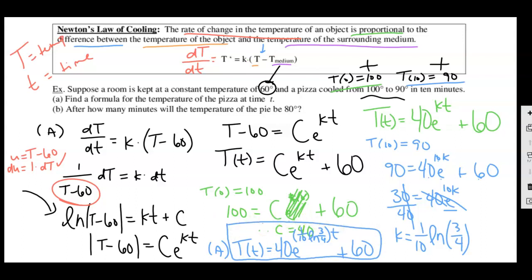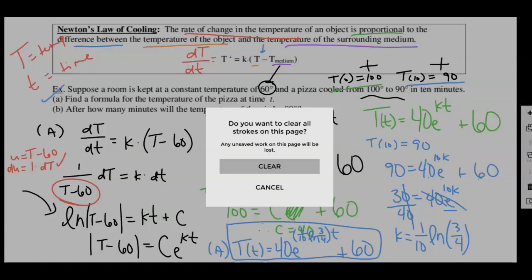Set up the differential equation, separate, integrate, use the two conditions to solve for the two constants. But there we have it, right? That's all the work for part A. A lot of work, but now we're done. Part B is easy. It just says after how many minutes will the temperature be 80. I'm going to clear this off and recopy the function.